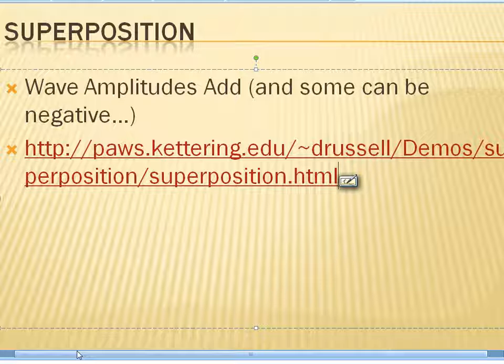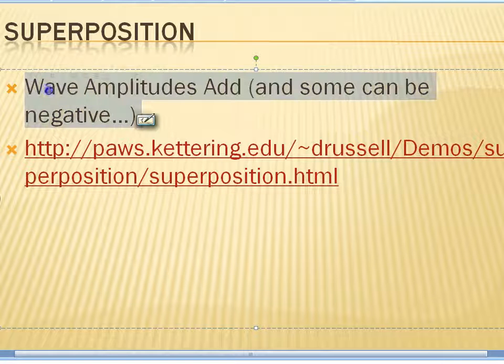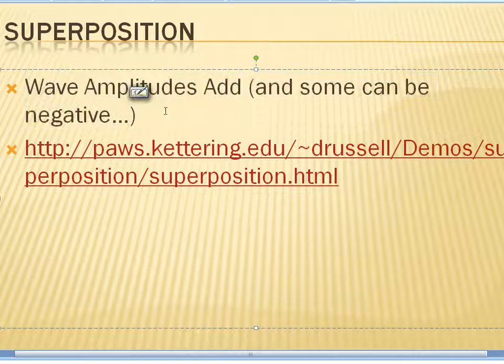It can be as few as two waves in play to as many as really an infinite number, and we're going to treat them all the same way. The general idea with superposition is that the wave amplitudes will add. Now if an amplitude is negative, then obviously you're going to add the negative number. But there's a little bit more to it than this. The idea behind it is really the important part.